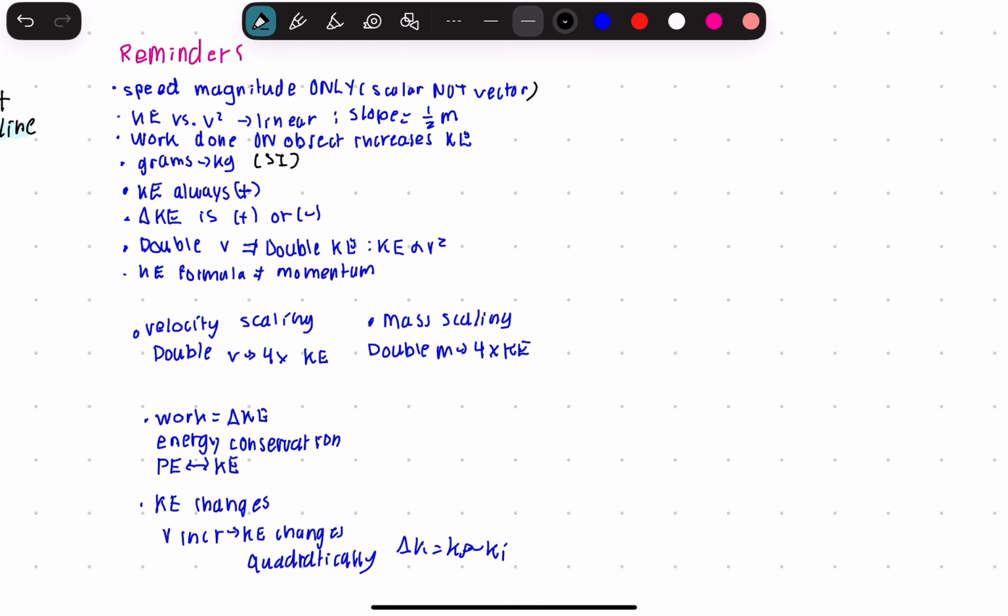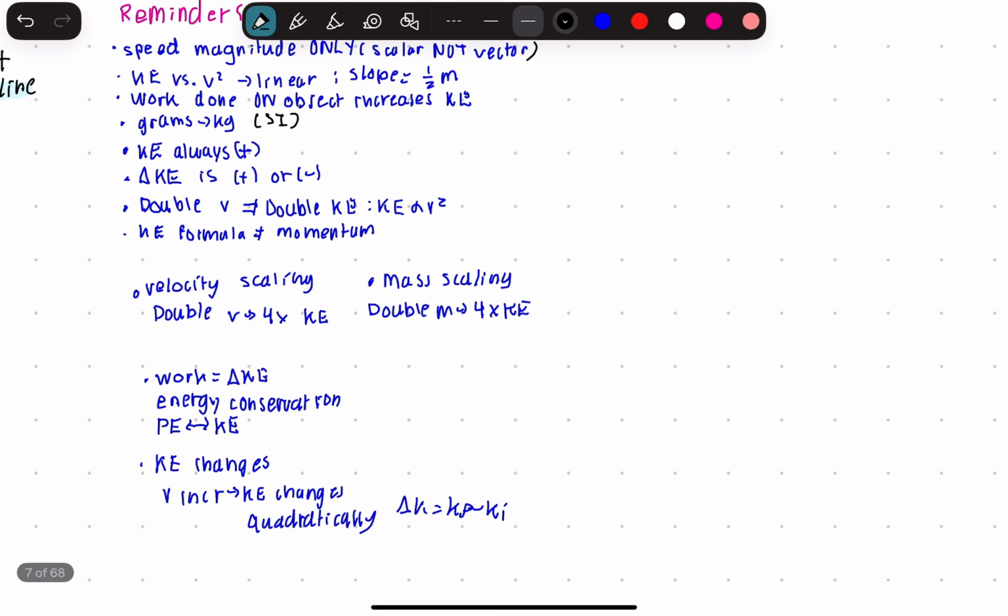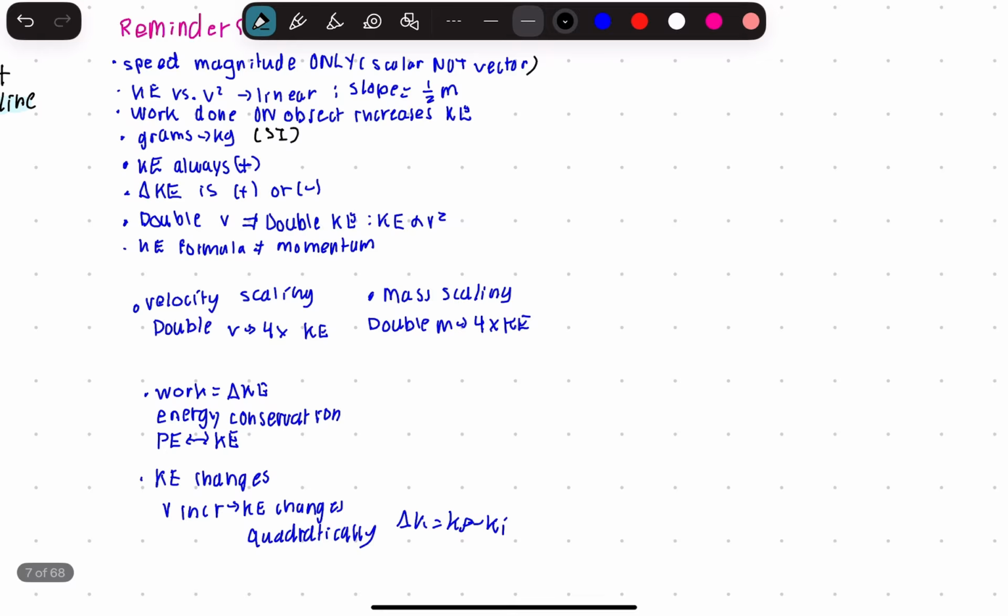And if you double v, that does not mean you are doubling kinetic energy, because kinetic energy is directly related to v squared. Also, the kinetic energy formula is not the same as the momentum formula. For velocity scaling, doubling v will quadruple the kinetic energy, and for mass scaling, doubling m would only double the kinetic energy.